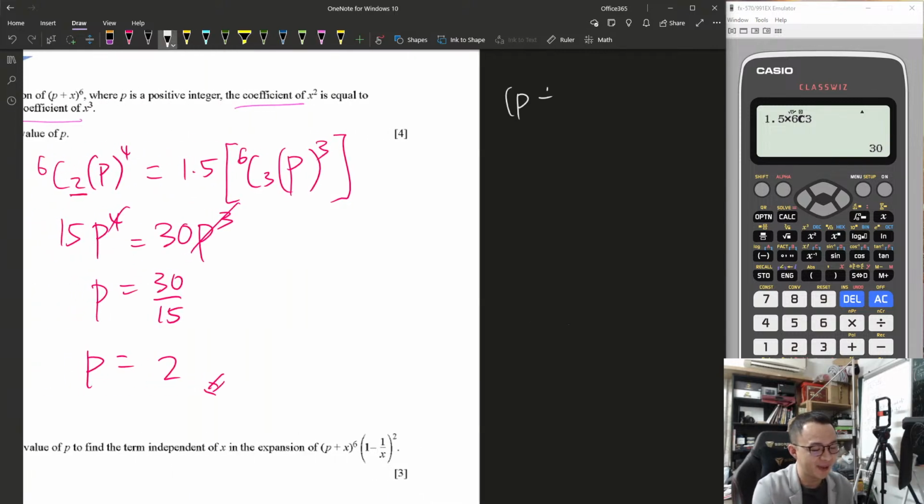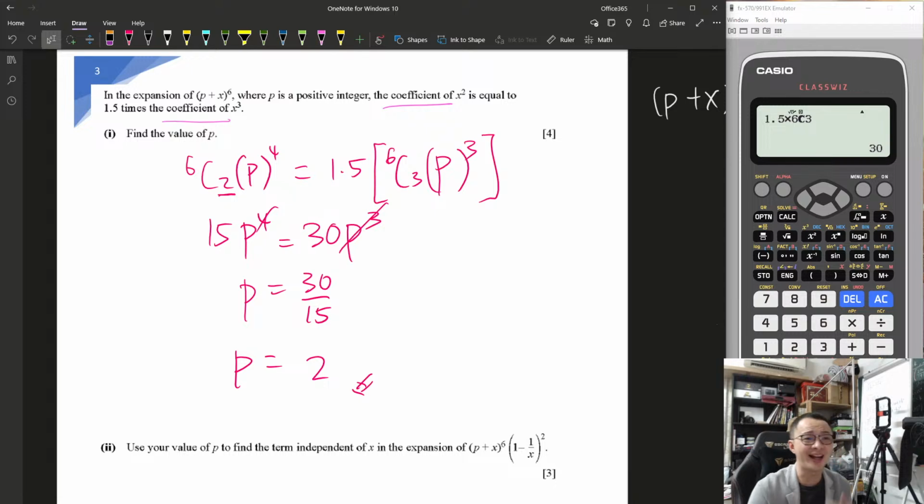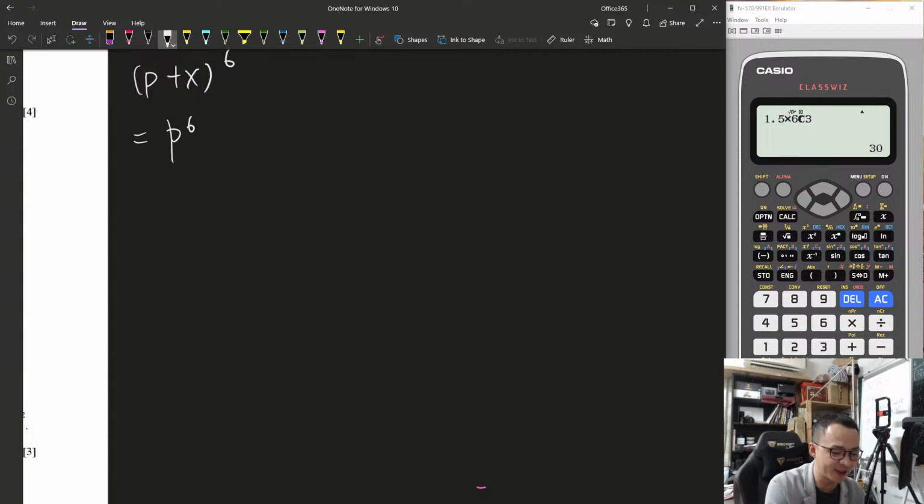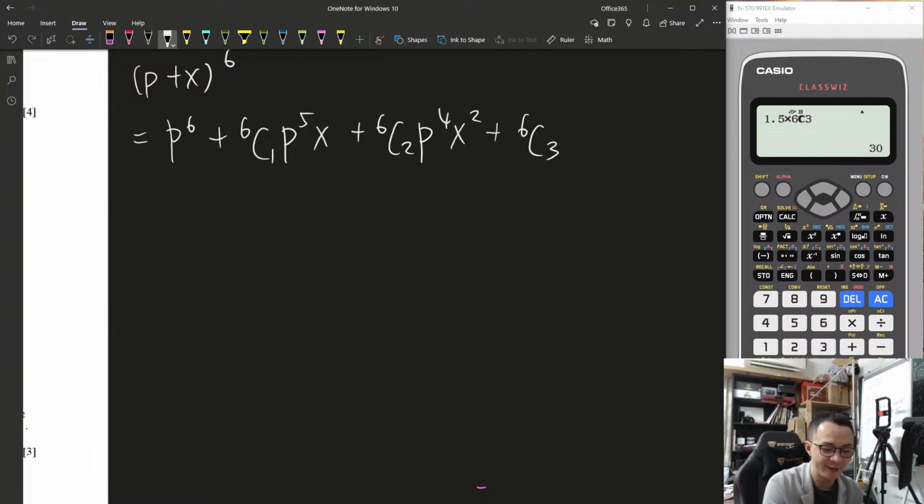Let's say p plus x power of 6. If I want to expand this one, I will not expand everything, I will expand up to x power of 3. Okay, this is what happens. If I want to expand it up to x power of 3, the first one is p power of 6 plus 6c1, p power of 5, and then x, plus 6c2, p power of 4, x squared, plus 6c3, p power of 3, and then x cubed, plus dot dot dot.